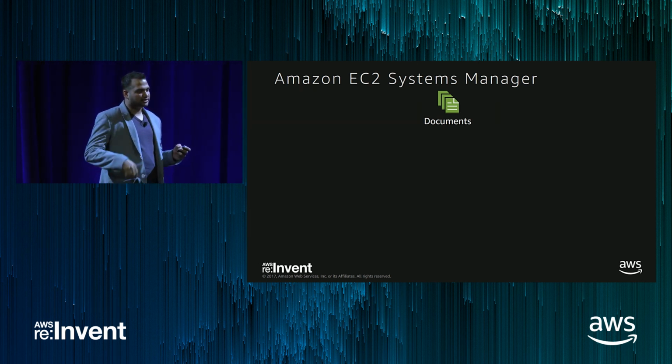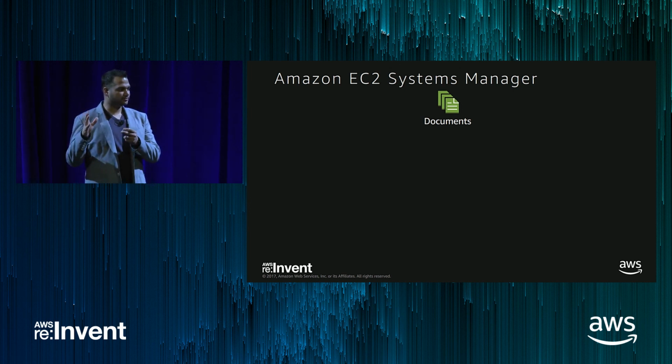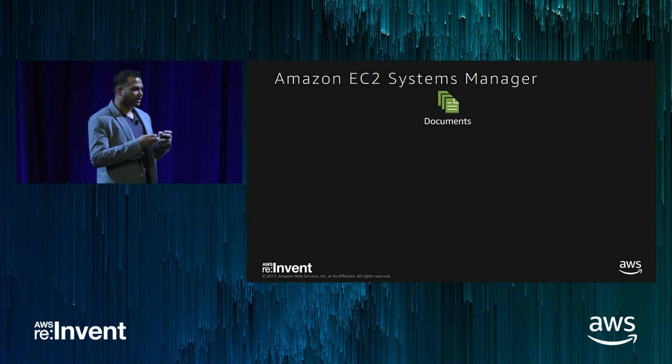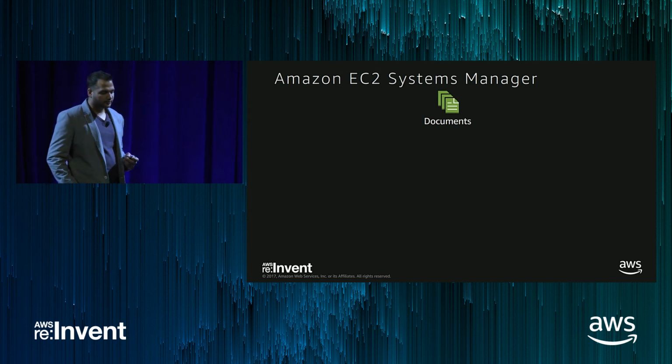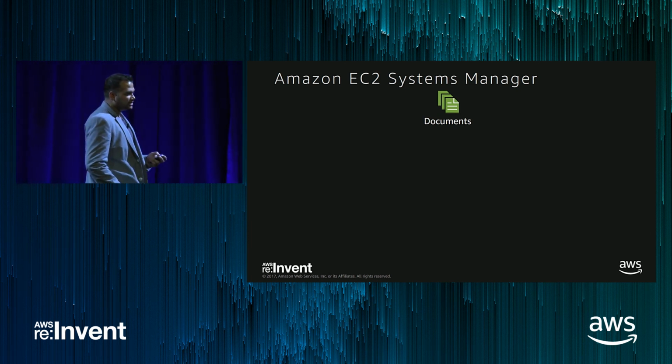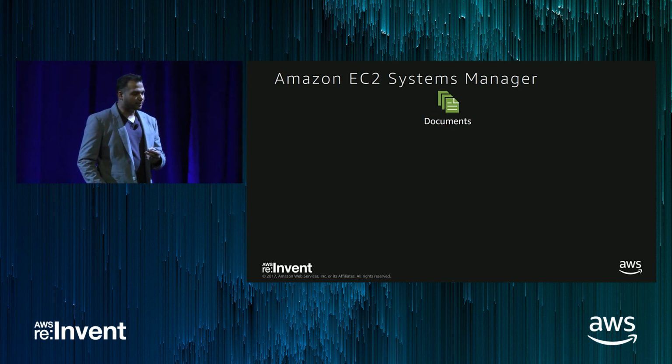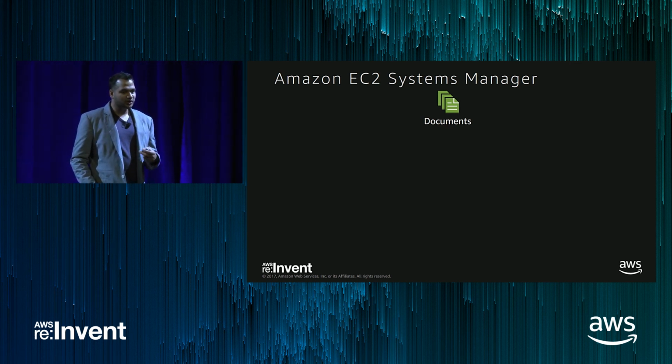This agent communicates securely with the Systems Manager service. At that point, you can execute these configuration policies which you define. And all the changes are tracked and audited. And the best part is there's no cost to use the service. So this was super appealing for us.